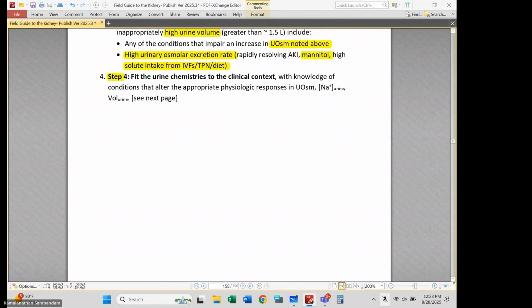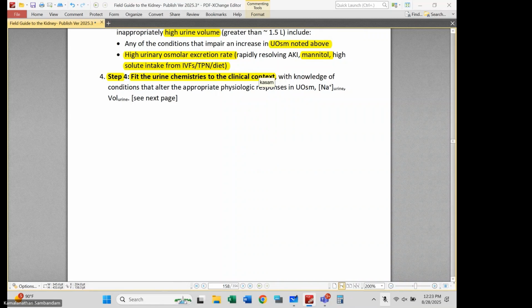All right. Now, finally, fit the urine chemistries to the clinical context. Let me reframe that final statement. I've made this point before. Divorce yourself from the classic scenario that you learned as a medical student and a resident.